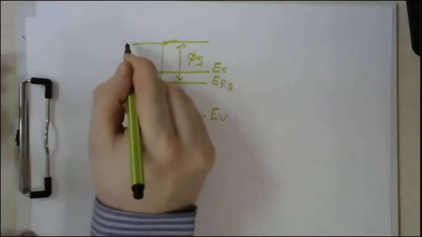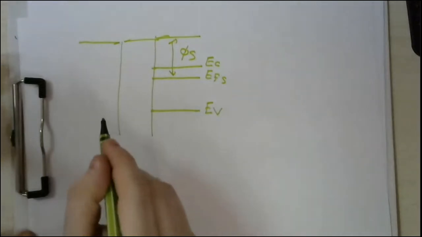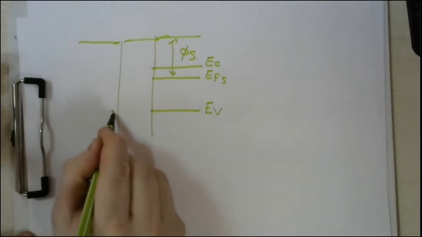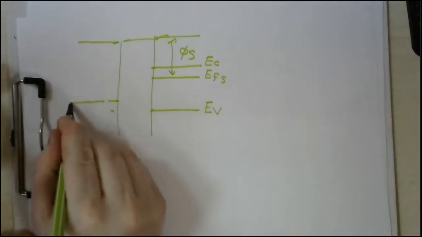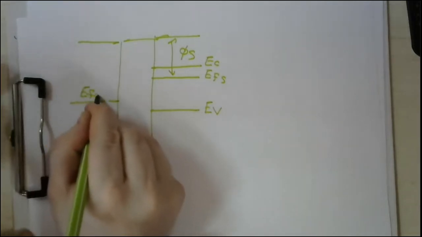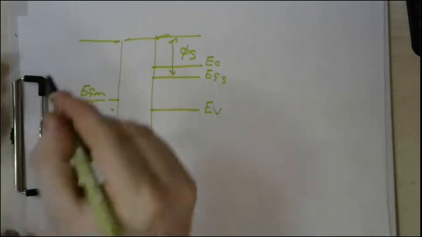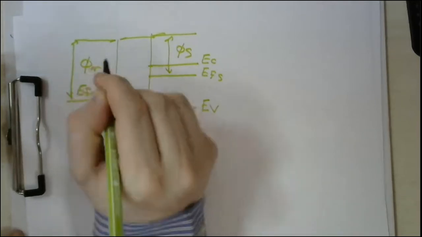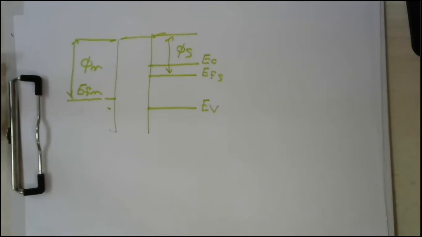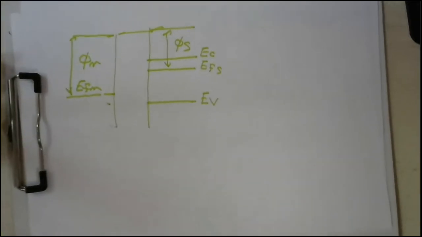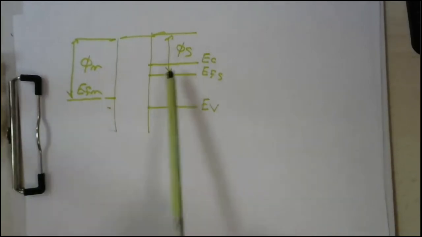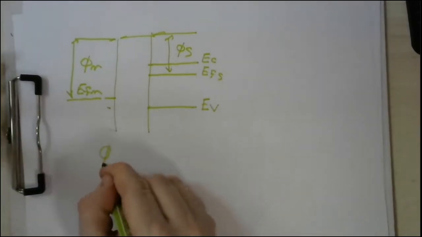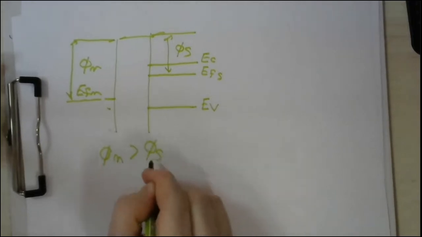What about the metal side? Again, we have an affinity level, and here, for example, we have EFM, or the Fermi level for the metal, and this is phi m. As I mentioned, we have two givens in this problem. The first given is that the material is an n-type semiconductor, and the second given is that phi m is greater than phi s.